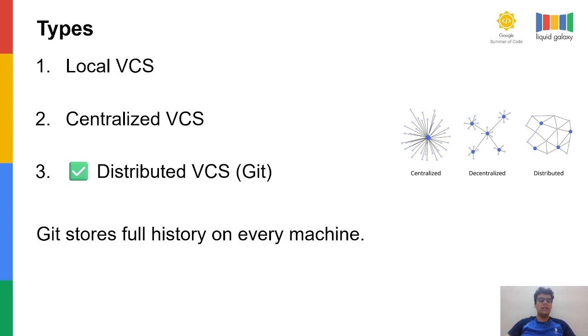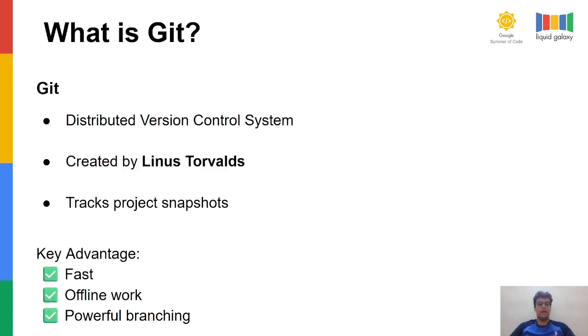Centralized VCS means a server stores the history. So if there's a server failure, then it's a history loss. And then distributed VCS is basically where every developer has the full history. So this eliminates the single point of failure and allows offline commits. So Git is distributed, and this is the biggest advantage of Git.